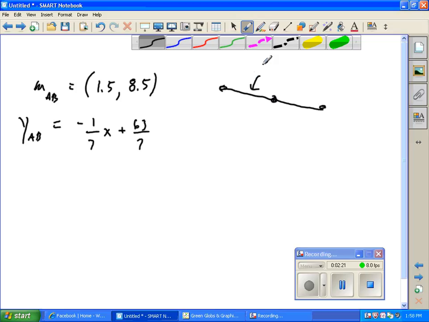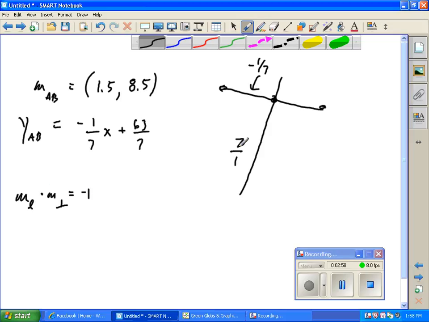This line here has a slope of negative 1 over 7, so this perpendicular bisector has to have a slope of the negative reciprocal of that. So what's the negative of a negative? A positive. So we're going to flip it over. Instead of being 1 over 7, it's 7 over 1. Why? Because if you have the slope of a line and the slope of a line perpendicular to it, when multiplied, they always equal negative 1, which means one is the negative reciprocal of the other.